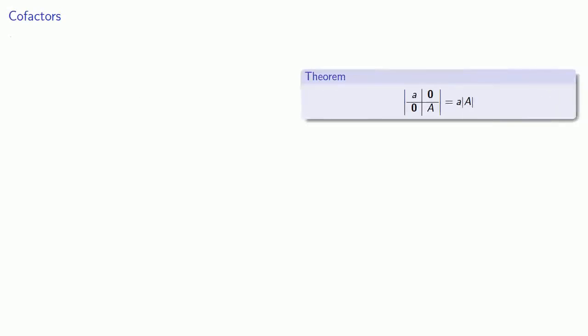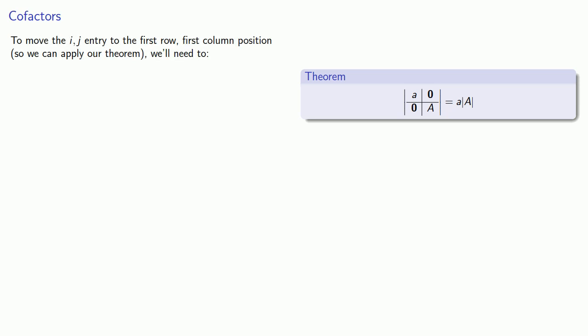Our theorem relies on having our determinant in a particular form where the ij entry is in the first row, first column position. So to move the ij entry to the first row, first column position, so we can apply our theorem, we'll need to do the following. First, we'll need to switch rows i minus 1 times, and that'll bring our entry to the top. And next, we'll need to switch columns j minus 1 times, and that'll bring our entry to the first column.